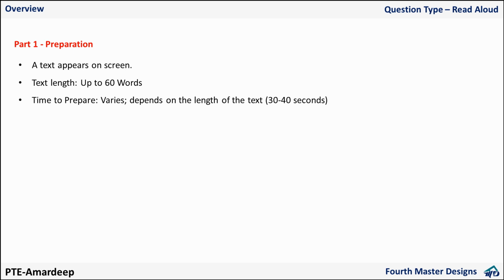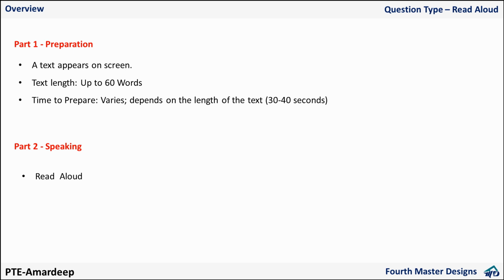There are two parts in this question. The first part is the preparation part, where you get a text on the screen. The text length could be 60 words, 55 words, even 40 words. Based on the length of the text, your preparation time depends. You may get 30 seconds, 40 seconds, or 35 seconds. It depends on how long the passage, a short paragraph, is. Once your time is over, there will be a beep sound and you have to record your answer.